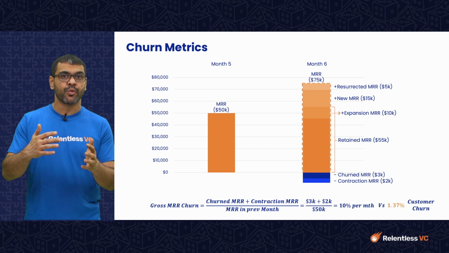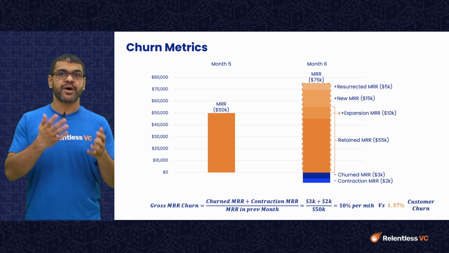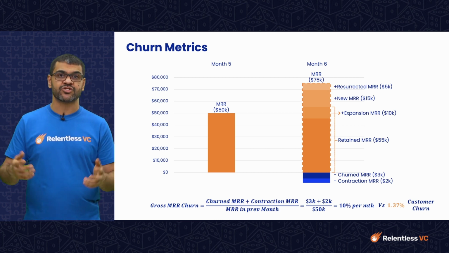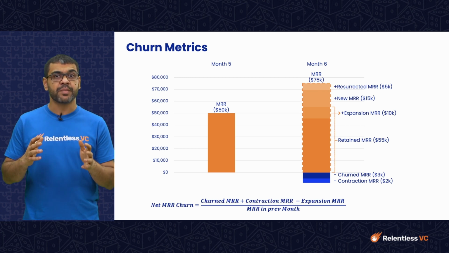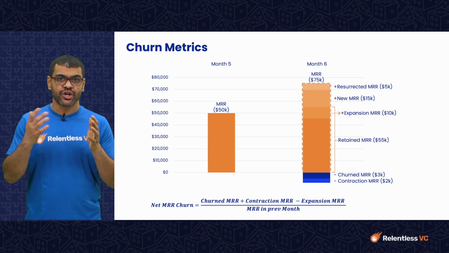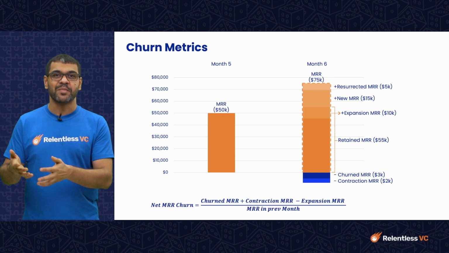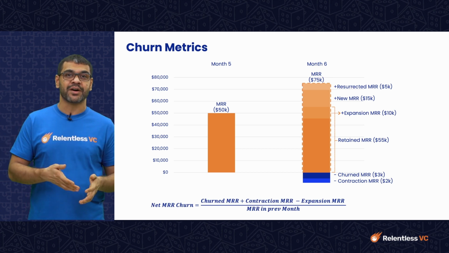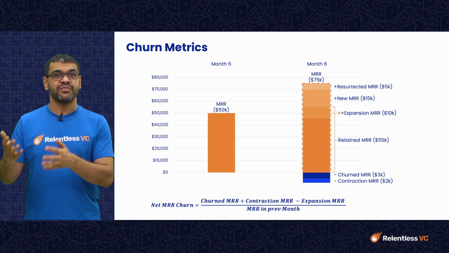Therefore, VCs use both customer churn and MRR churn together to get a fuller picture. A final step in measuring churn is net MRR churn. It is defined as churned MRR plus contraction MRR minus expansion MRR divided by MRR in the previous month.